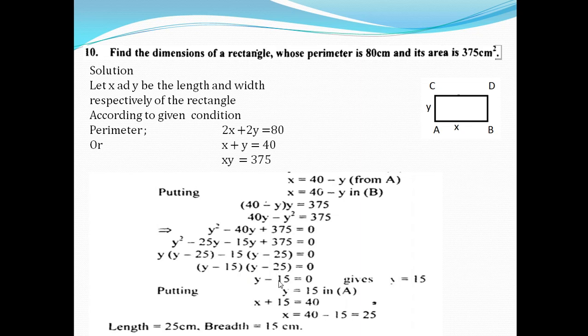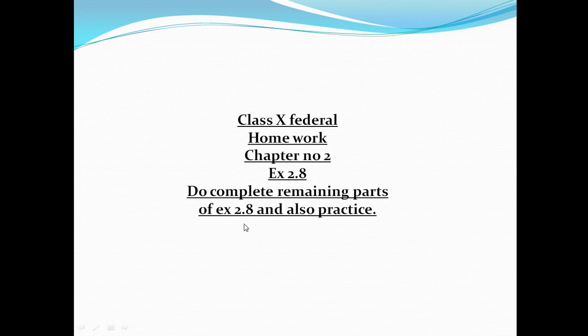y minus 15 is equal to 0, gives y is equal to 15, and x plus 15 is equal to 40, and x is equal to 25. Length is 25 and breadth is 15 centimeter.